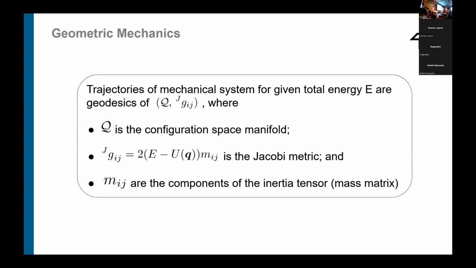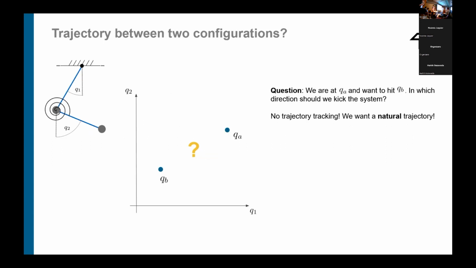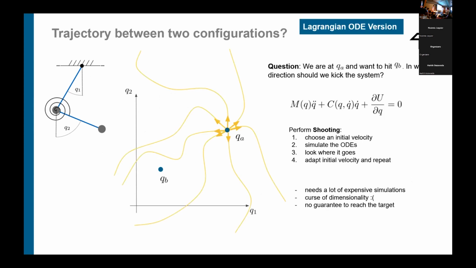So now I have 2 examples of how to use it. One is the same question as before: how can I find trajectories between 2 points? Let's say we want to go from qA to qB with a natural trajectory, so no control, and it's just about the pure dynamics of the system.